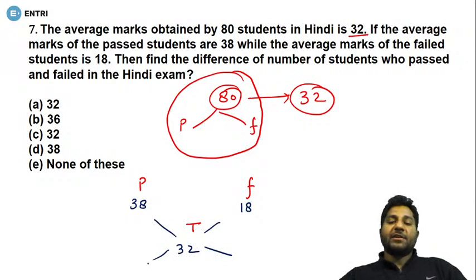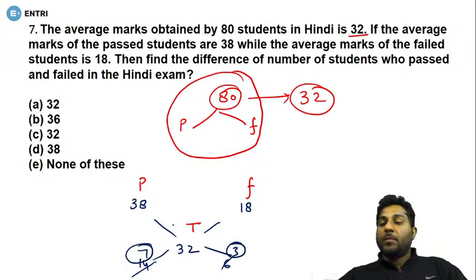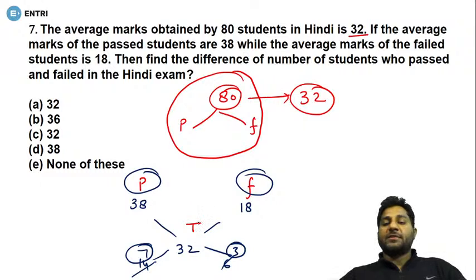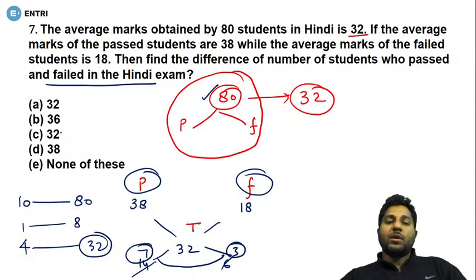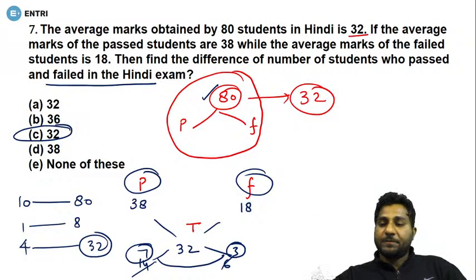Then use your allegation: 14 and 6, that means 7 and 3. So this 7 to 3 ratio belongs to passed and failed students, and that makes the whole ratio 10, which has to be equal to the total number of students, and that is 80. So 1 ratio equals 8. They want to find the difference between the number of students who passed and failed in the Hindi examination. So let's take the difference between these two values. That means 4. So 4 equals 32. It was a simple question.